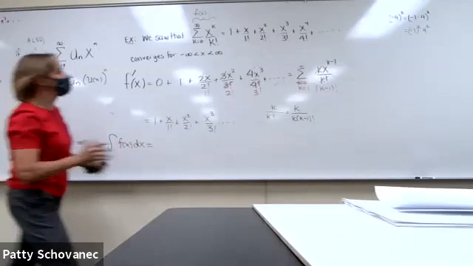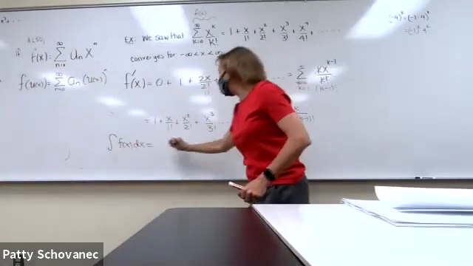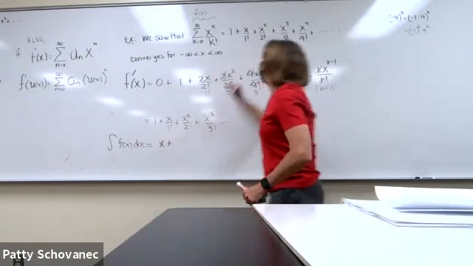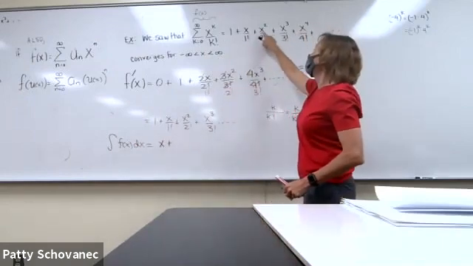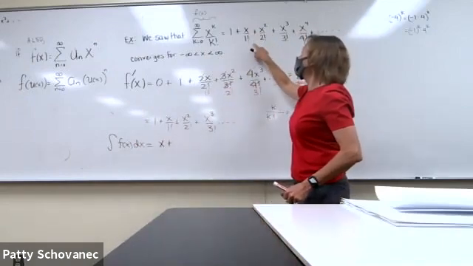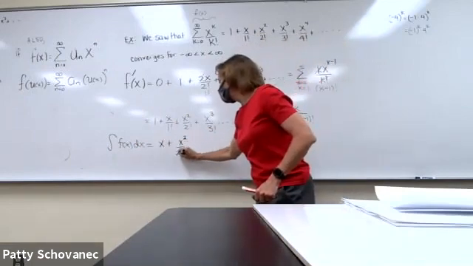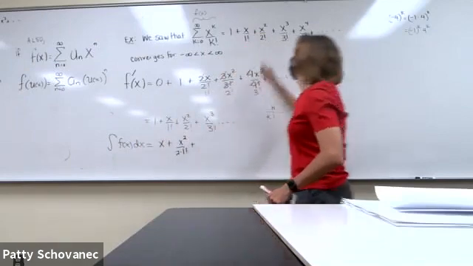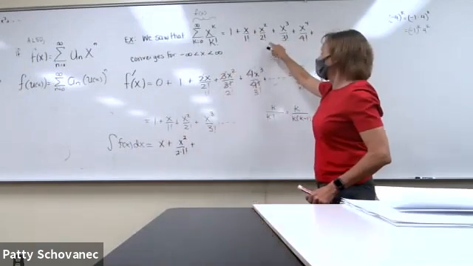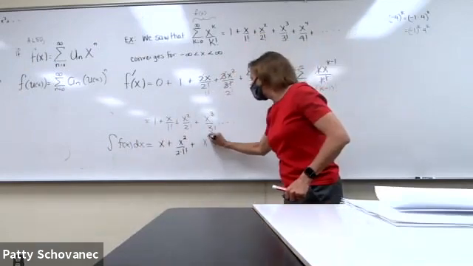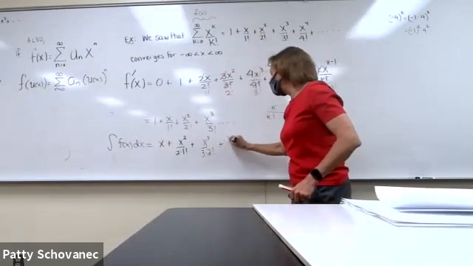Term by term, so I'm going up here. I'm integrating the 1, and I get x. I'm integrating this, and I get x squared over 2 times 1 factorial. I'm integrating this, and I get x cubed over 3 times 2 factorial. And so on.